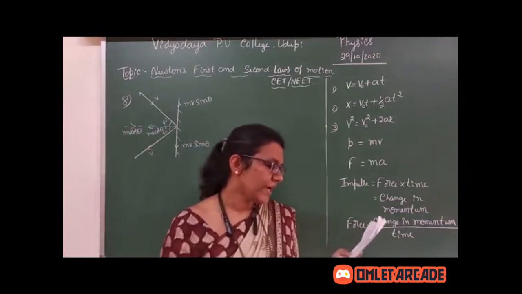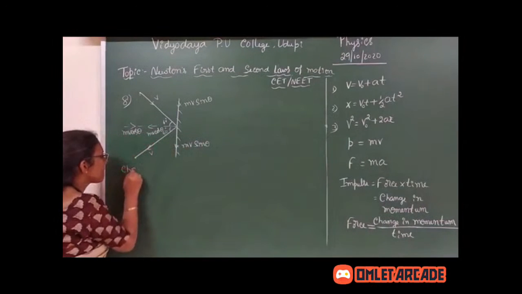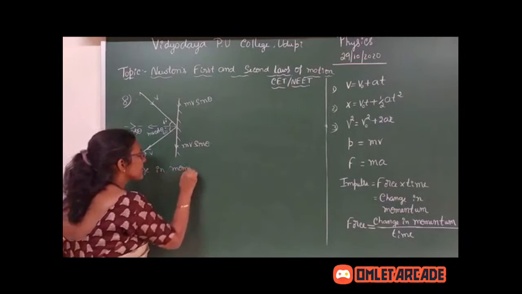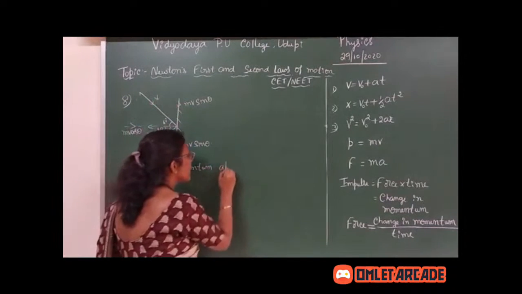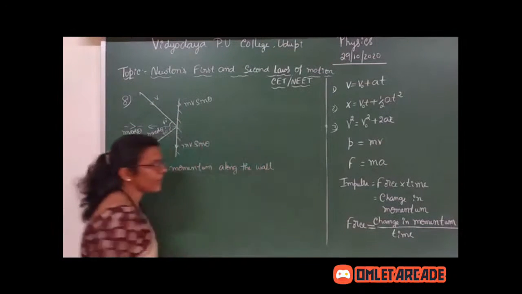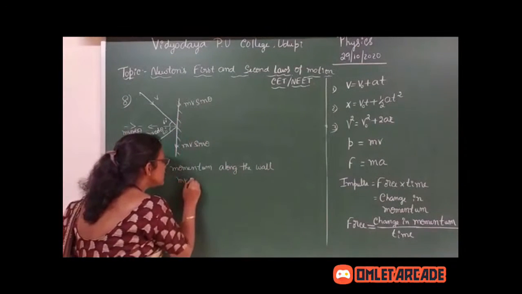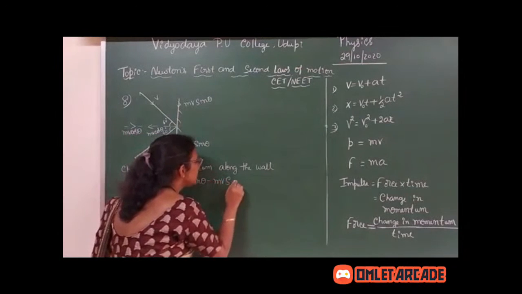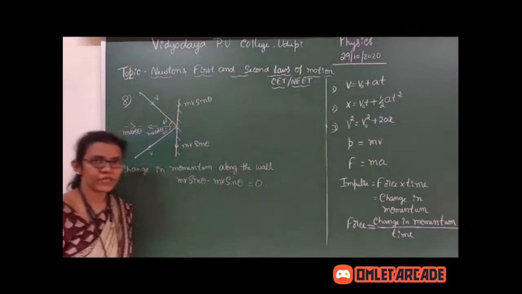Now, we have to calculate the change in the momentum. First, the change in momentum along the wall. mv sin theta minus mv sin theta. You can see both are in the same direction and the change is equal to 0.